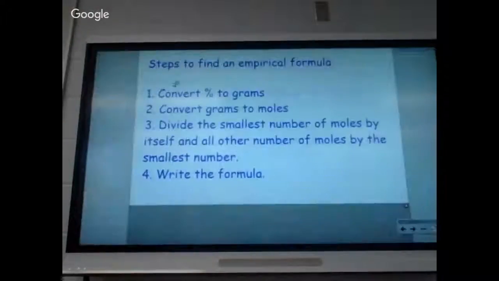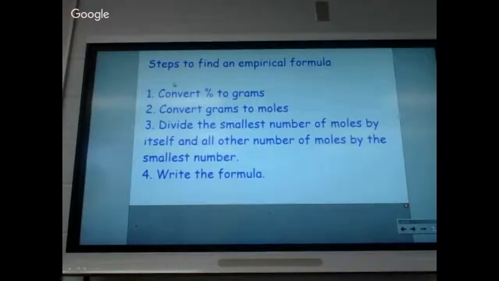All right, on Friday we wrote down the steps to find an empirical formula. We said to do this, we would change percent to gram. In order to change percent to gram, what did we do on Friday? We just wrote it. We took the percent off and we wrote grams. Everybody knows how to change grams to moles at this point. And then the third step was we divided the smallest number by itself and all the other numbers by that same smallest number.